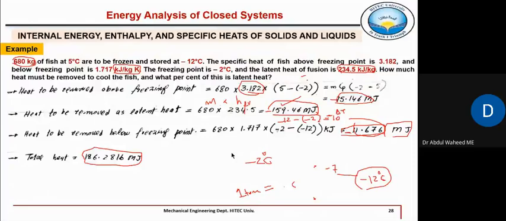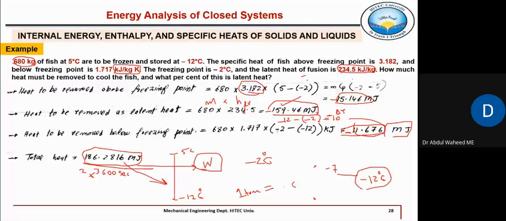So to remove heat from 5 degrees Celsius to minus 12 degrees Celsius, the total heat to be removed is this one, 186.2. Now, if you want to remove this heat in 1 hour, you divide it by 3600 seconds. So you will find the answer in watts, kilowatts or megawatts. If you want to remove this heat in 2 hours, it will be 2 into 3600. Then you will have a different wattage because the wattage will reduce.